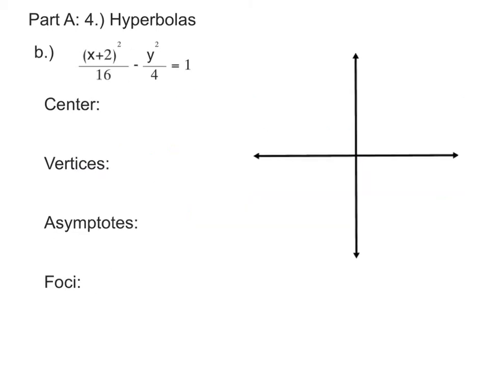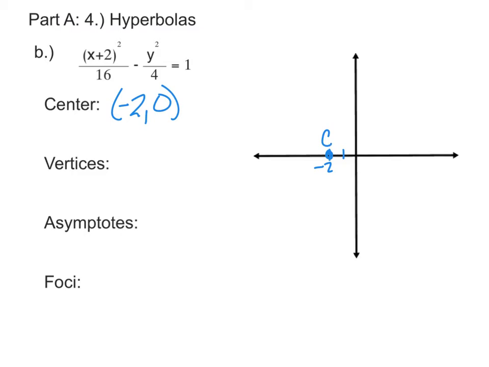This time, since our numerators are x plus 2 and y, our x coordinate will be negative 2 and our y coordinate will be 0. So I'll plot that point as negative 2, 0, and that's where the center will be.